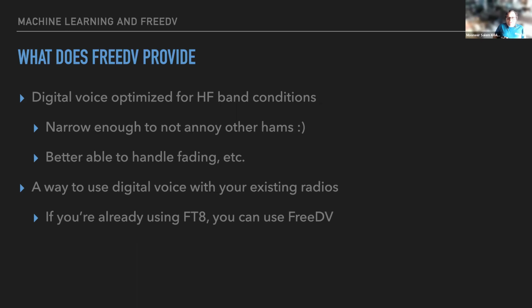So that brings us to the main topic of the presentation. What does FreeDV provide exactly? Well, the big thing that it provides is digital voice that's optimized for HF band conditions. So one thing is that it's narrow enough that you're not going to annoy everyone on the band. And it's also able to handle HF band conditions, for example, fading and so forth, unlike with, say, DMR, for example. FreeDV also lets you use digital voice with your existing radios, so you don't have to buy anything new effectively. In fact, if you're already set up to do, say, FT8, for example, you're likely perfectly able to use FreeDV today.